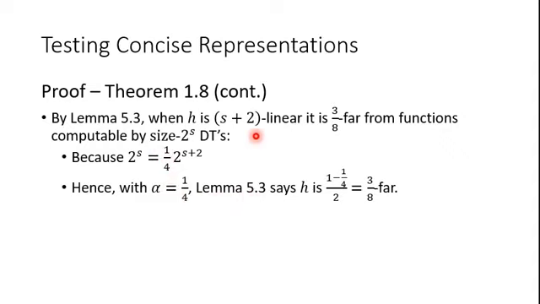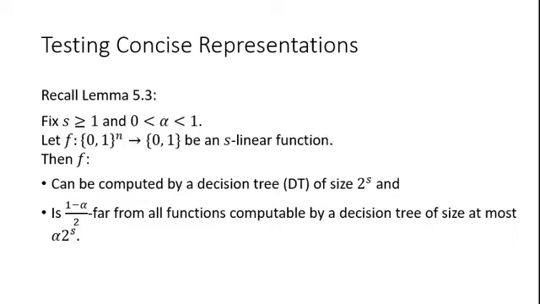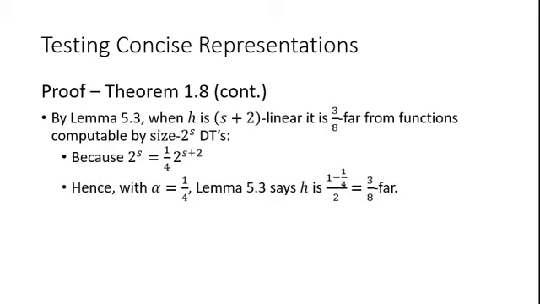And then we can look at lemma 5.3. Instead of for S linear functions, we look at S plus 2 linear functions. And so in that case, lemma 5.3 says that H is 3/8 far from functions computable by size 2 to the S decision trees. Again, to show you why, if we look at S plus 2 linear, then we can see that it is (1 minus alpha), which is a quarter, divided by 2, far from all functions computable by decision trees of size at most alpha times 2 to the S plus 2. And in this case, we saw that alpha times 2 to the S plus 2 is actually 2 to the S. So that's how we got this relationship.